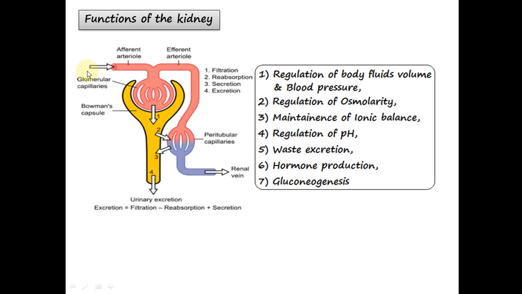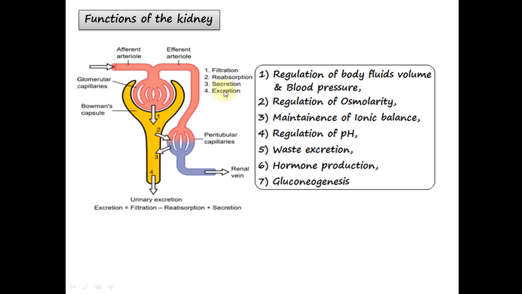As we know, the blood enters the glomerulus through the afferent arterioles, which break down into a network of capillaries, and these capillaries are the filtration units. Then the blood leaves the glomerulus into the efferent arteriole, and as I said, the efferent arteriole again divides into the peritubular capillary network that surrounds the tubules, and here the fine tuning of the filtrate occurs.